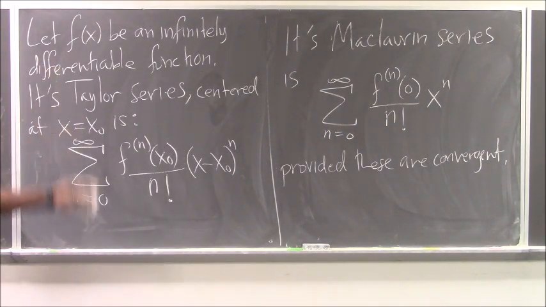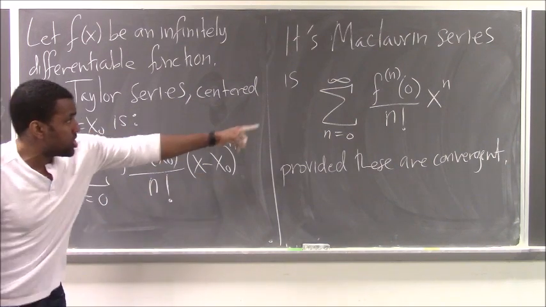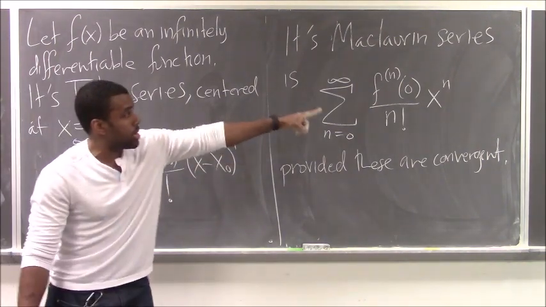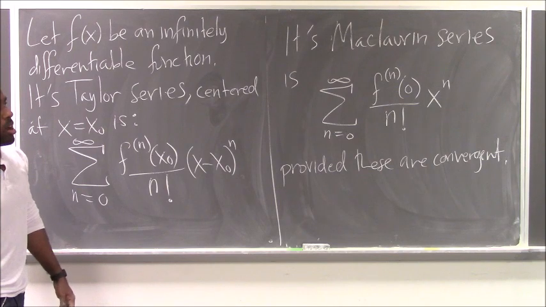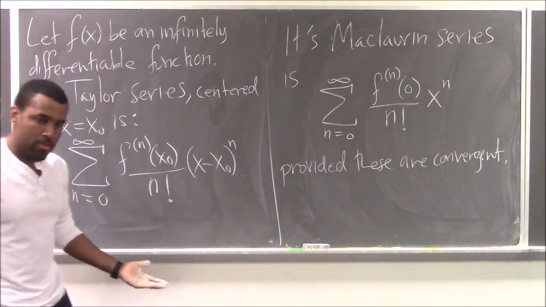So given a function, here are two methods. Well, it's really one method. This is just a special case of this. If I plug in 0 for x naught, I get that. So given a function, assuming I can differentiate it infinitely often, I can generate a power series for that function.